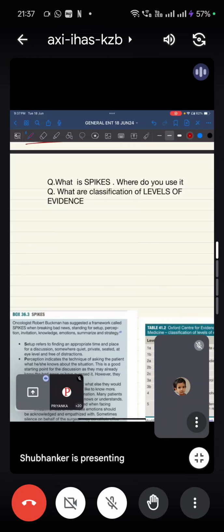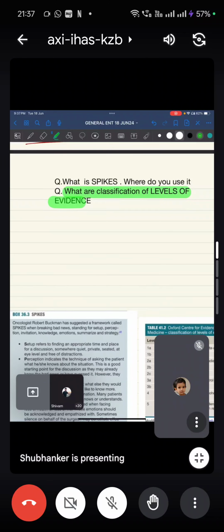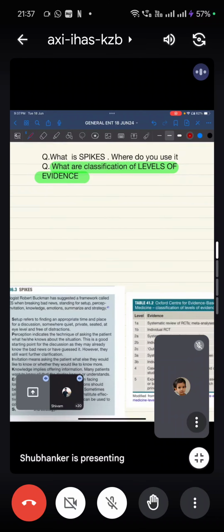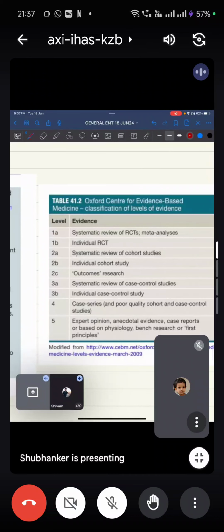ठीक है. Again, two very important questions. This is very important. पहला वाला तो नहीं है, ये वाला. What are the classifications of level of evidence? ठीक है. Everybody would have studied it. 7, yeah. है ना? There is no fun in telling, but if you have not studied somehow, please rectify it. Please. Very important.